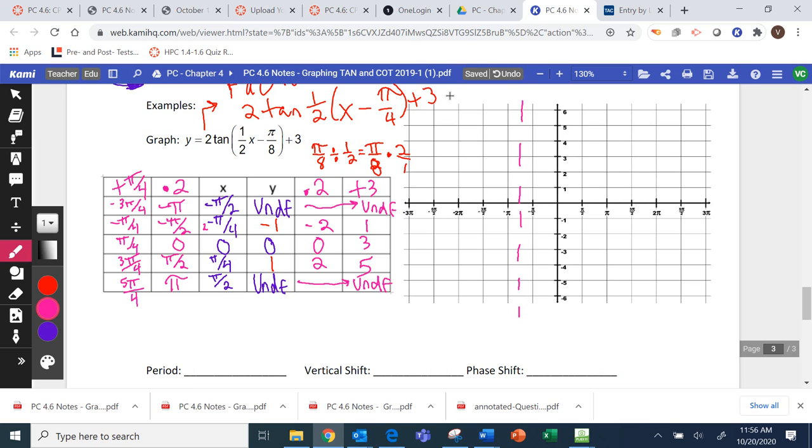My next asymptote will be at 5 pi over 4. So here's pi over 4, 3 pi over 4, 5 pi over 4. At negative pi over 4, it is 1. At pi over 4, we've got 3. And at 3 pi over 4, I've got 5. They should all be evenly spaced, the points and the asymptotes.